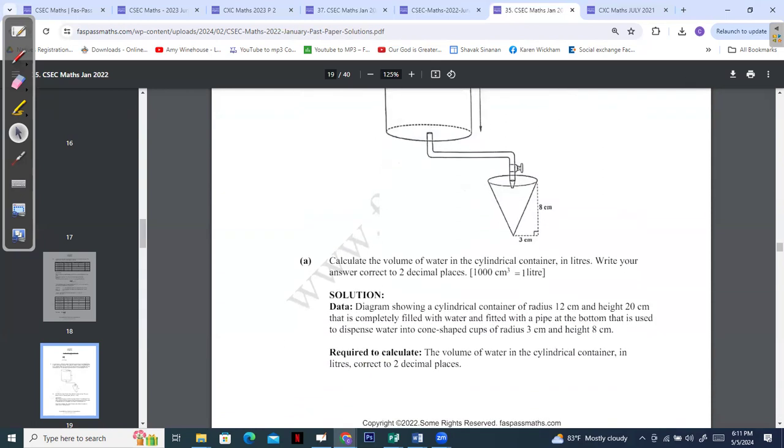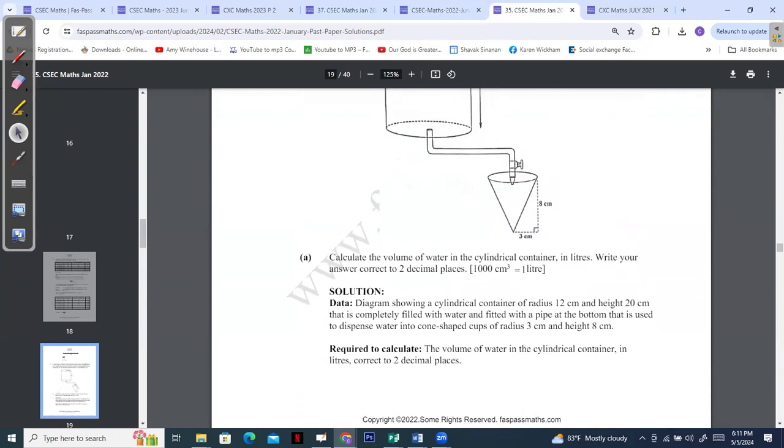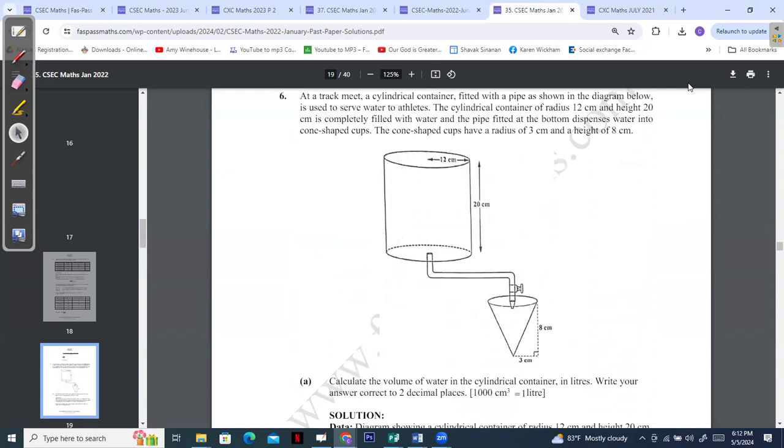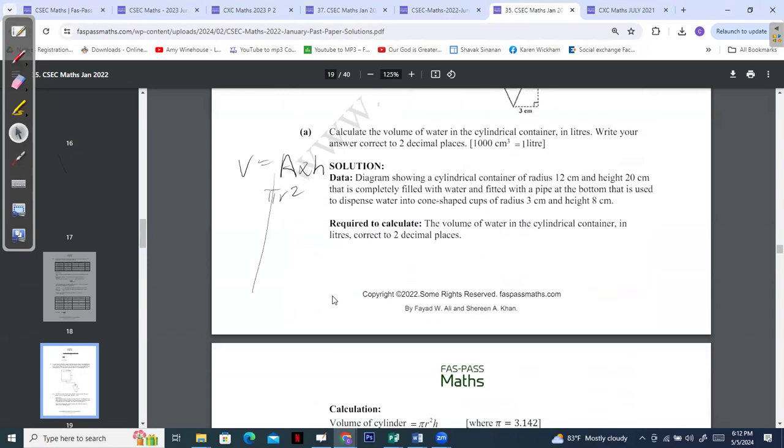All right, so the first question is to calculate the volume. Look how easy the first question is. Calculate the volume of the cylindrical container. We know from the jump, V equals A times H, and A of this is pi r squared. So that's an easy fix. Just like that, easy maths. Even if you get the first 2 marks, it's better than nothing.